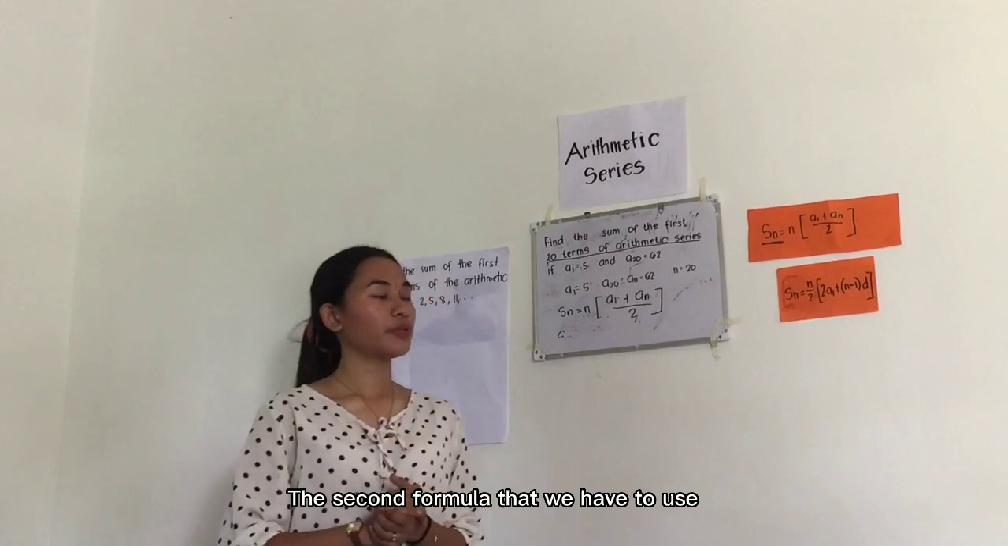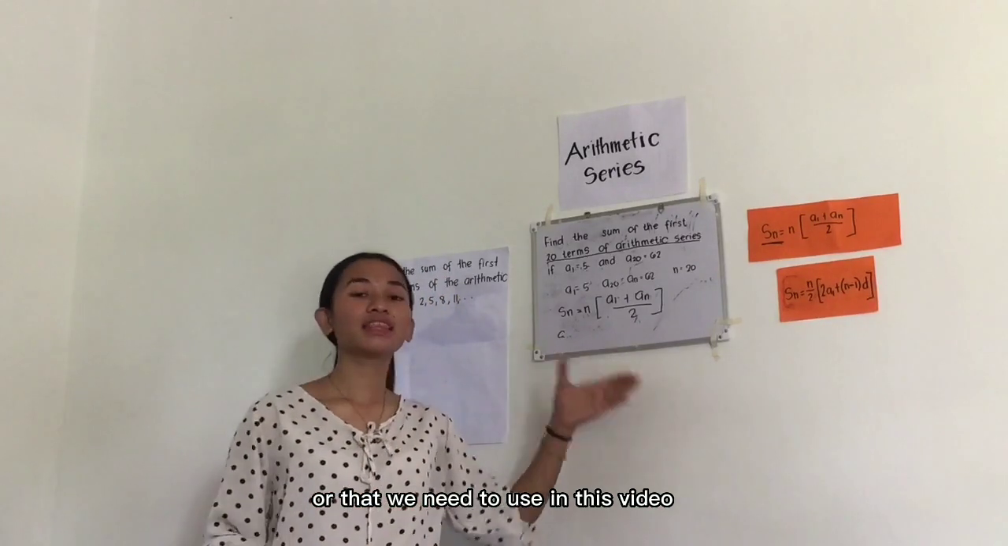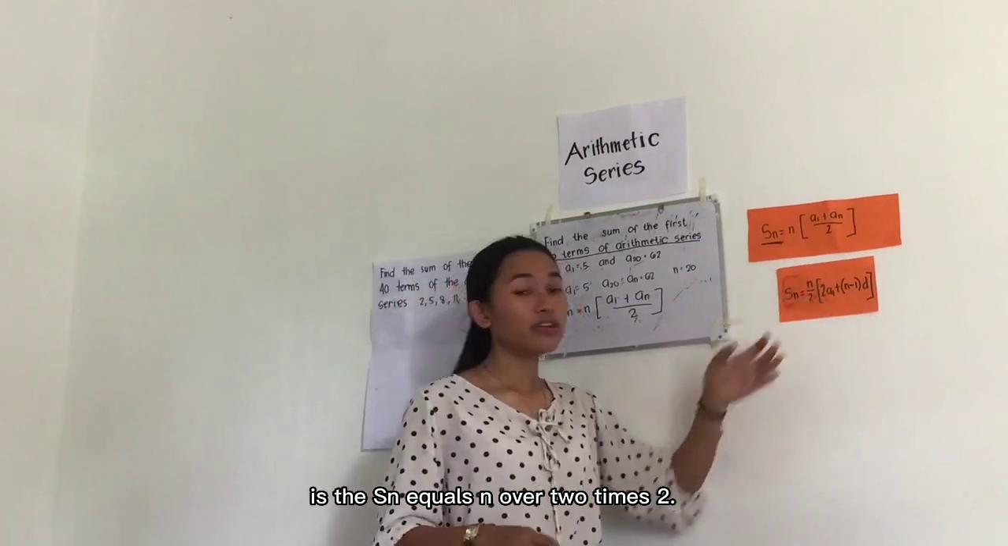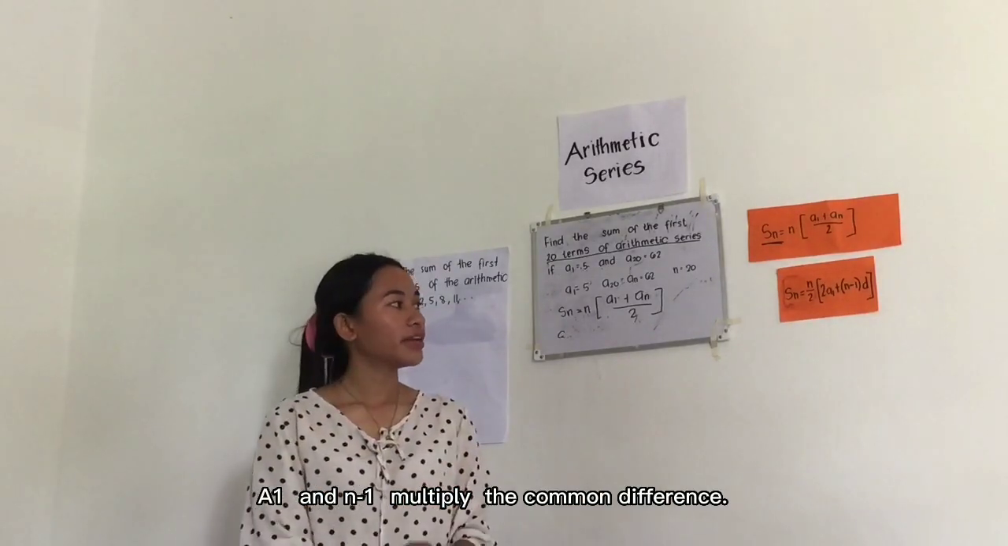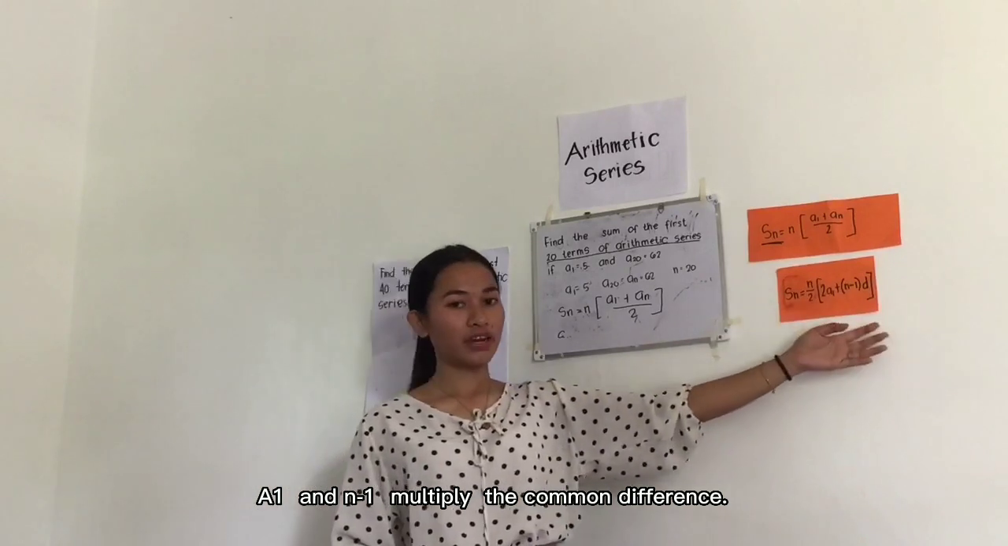The second formula that we need to use in this video is S sub n equals n over 2 times 2 a sub 1 plus n minus 1 times the common difference.